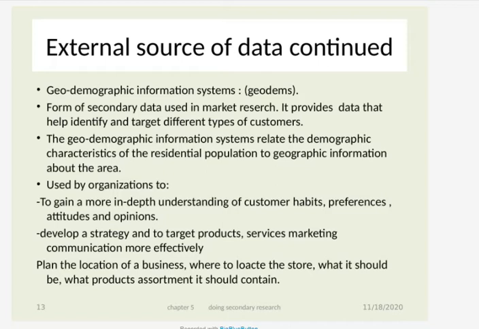الجيو ديموغرافيك انفورميشن سيستمز اللي هي الجيو دامز. تمام، هي نوع من انواع السكندري داتا وبتستخدم في الماركتنج ريسيرش واللي هي بتعمل ميكس بين geographic information and demographic information. تمام, so it is the demographic characteristics of a population and the census of the geographic units of these census. ده اللي هي geodemographic information.